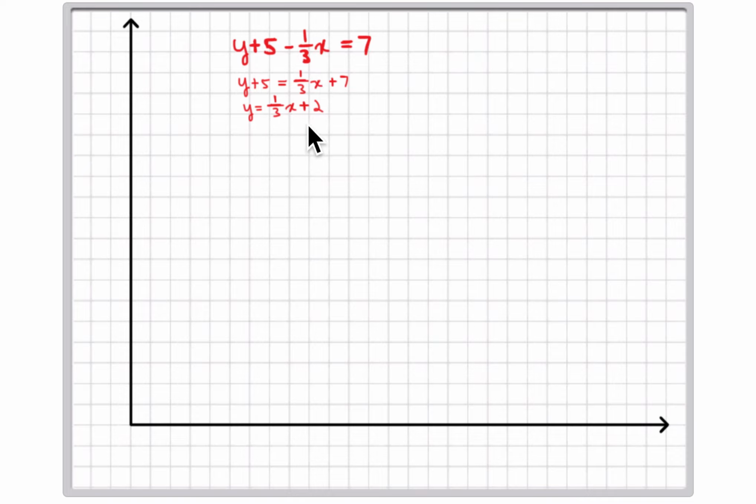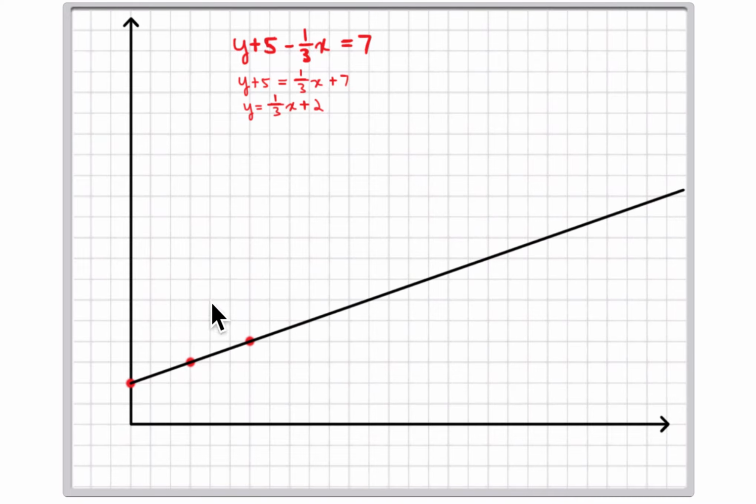So this tells you that the y-intercept is 2. It's going to be right here. And the slope is 1/3. So that means for every 3 units in the x direction, you're going to go up 1 unit in the y direction. So the y-intercept is right here, positive 2. So 3 units in the x direction, 1 unit in the y direction: 3, 1, 3, 1, 3, 1.